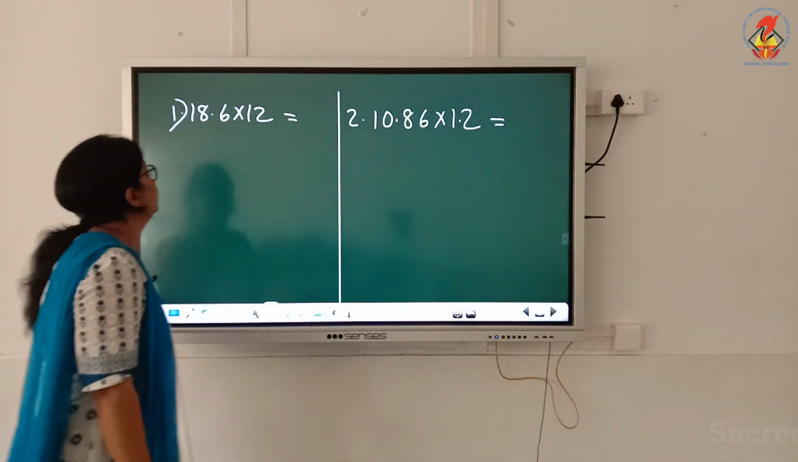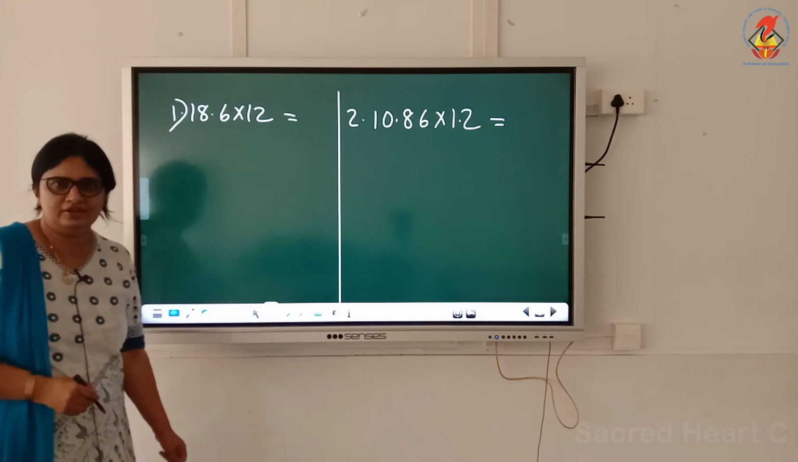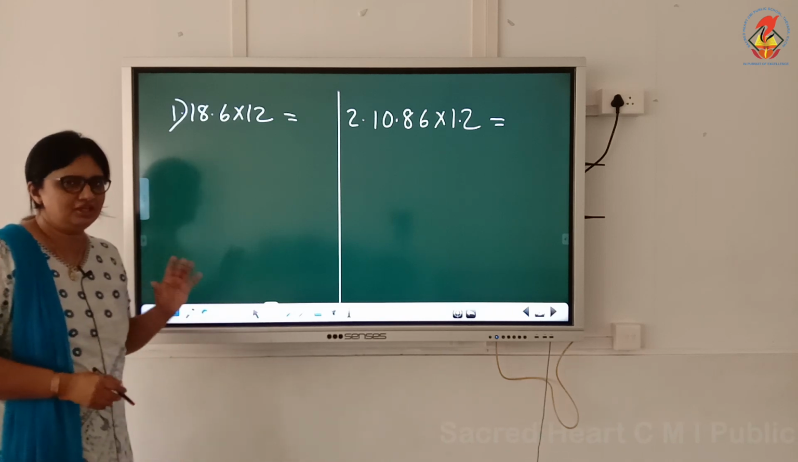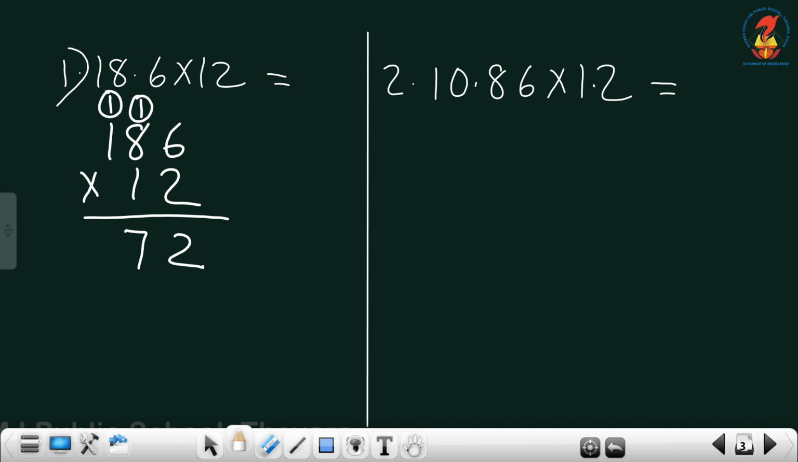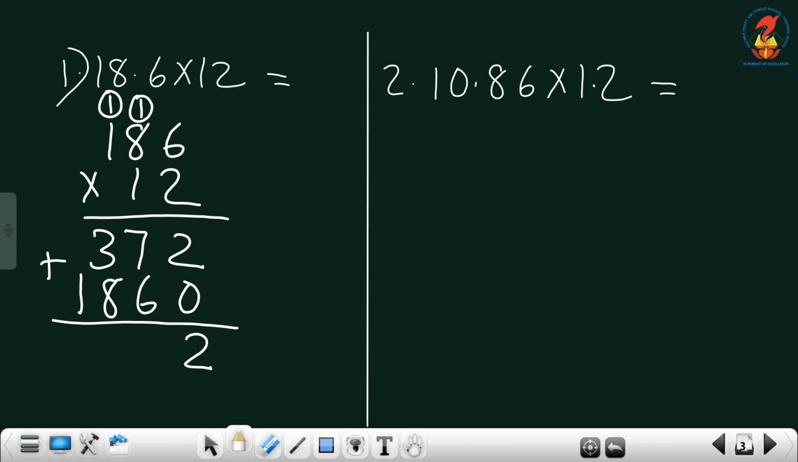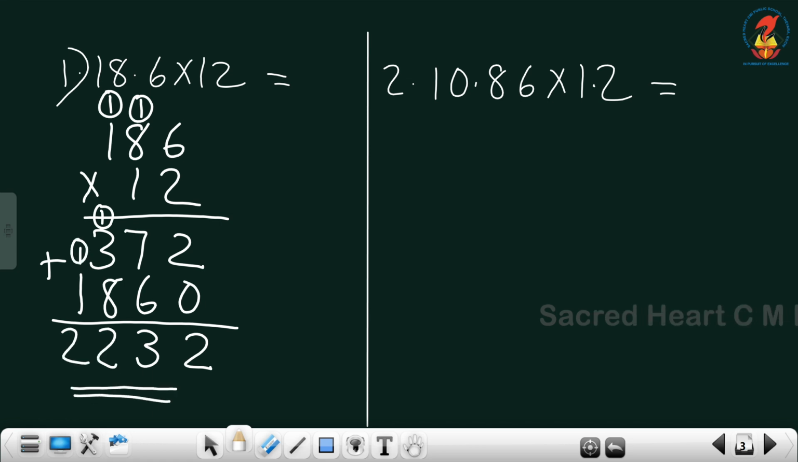The next one is 18.6 into 12. Okay, how can we do this? By ignoring the decimal point. I need to write it as a whole number, 186 into 12 only. And 6 twos are 12, 1, and 8 twos are 16. 16 plus 1 is 17, and 1 is there. 2 plus 2 ones are 2, 2 plus 1, 3, and 6 ones are 6, 8 ones are 8, 1. Okay, after that, I need to add 2, and 7 plus 6, 13, 1, and 3 plus 1, 4, 4 plus 8, 12, 1, that is 2.